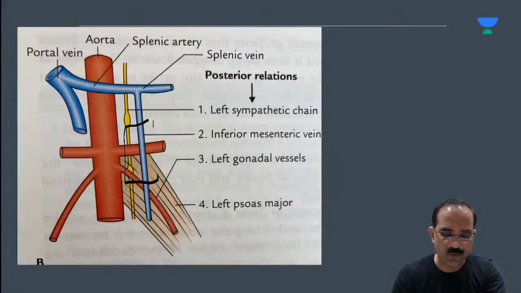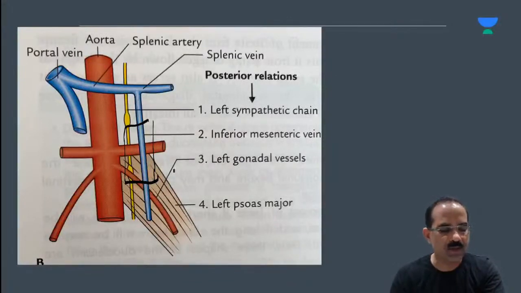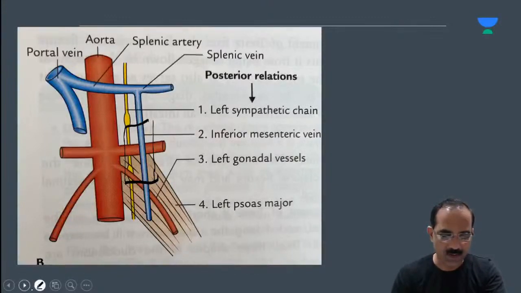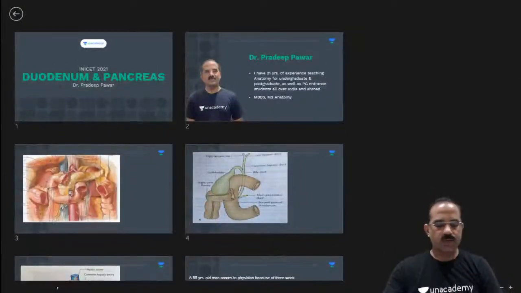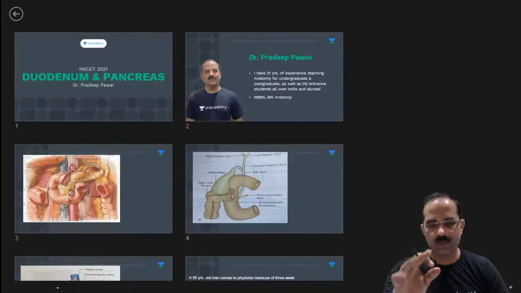You can just put the fourth part of the duodenum like this. So the posterior relations of the fourth part of the duodenum are the sympathetic chain, the inferior mesenteric vein, the left psoas major, and the left gonadal vessels. So this becomes the posterior relations. One moment. Okay, so that's about the duodenum. Once again, I'll just quickly go through it. If there are any doubts, you have to ask me.